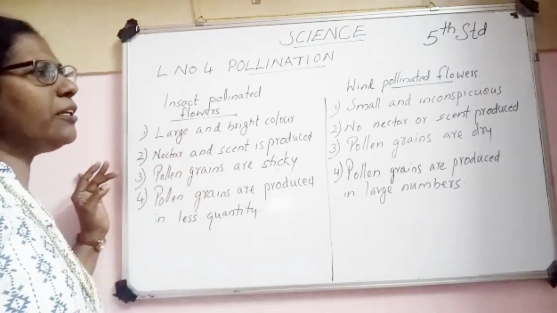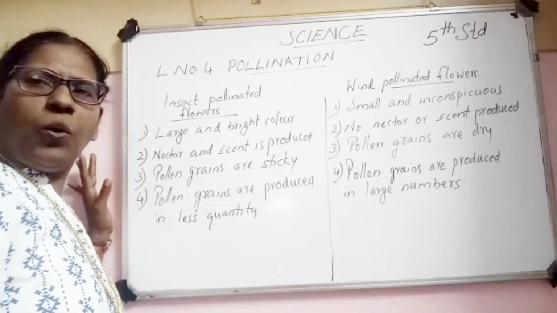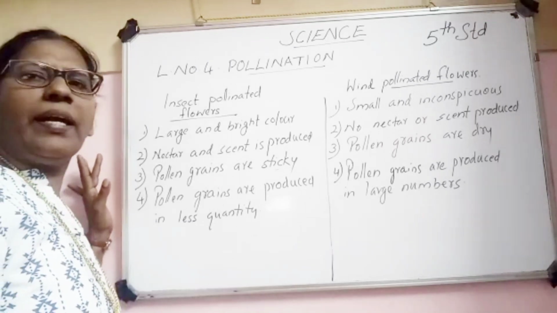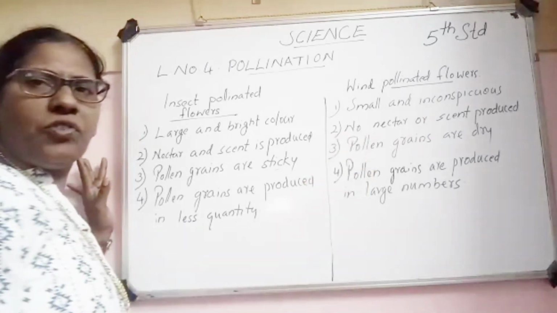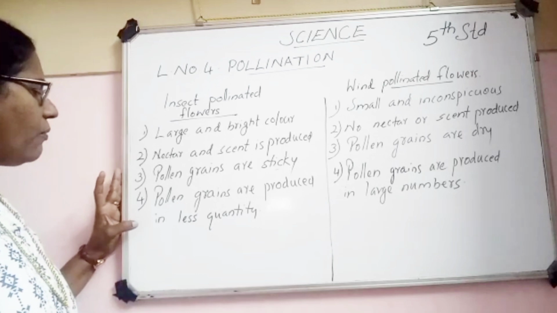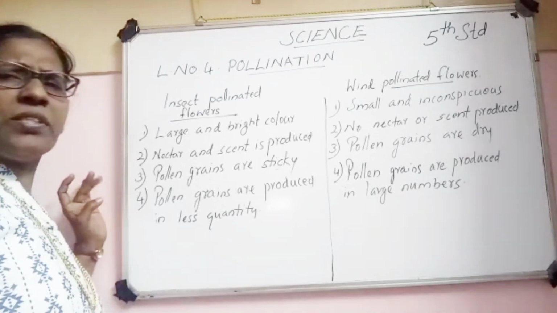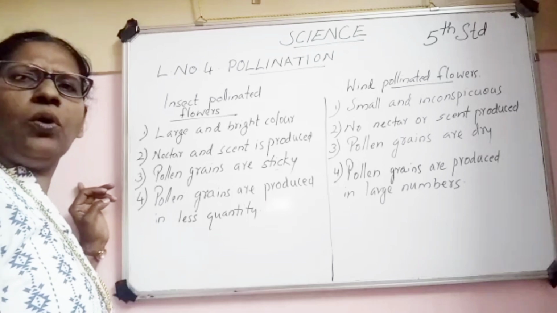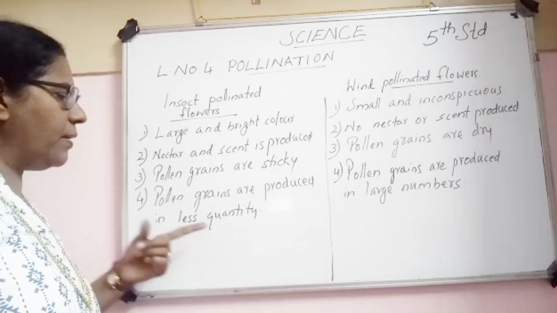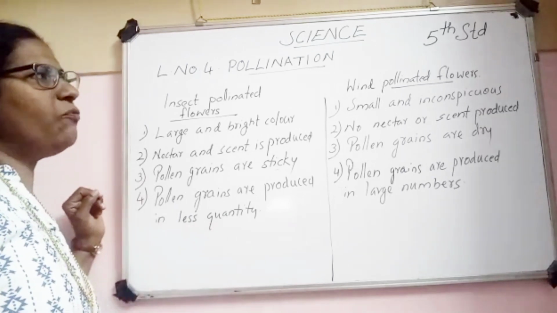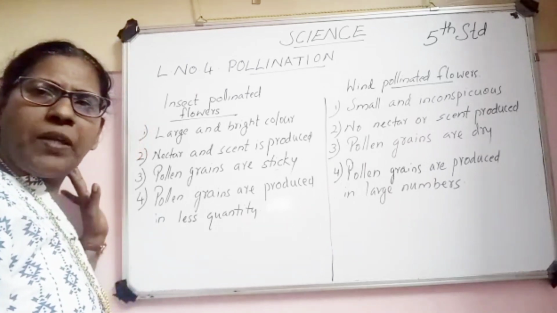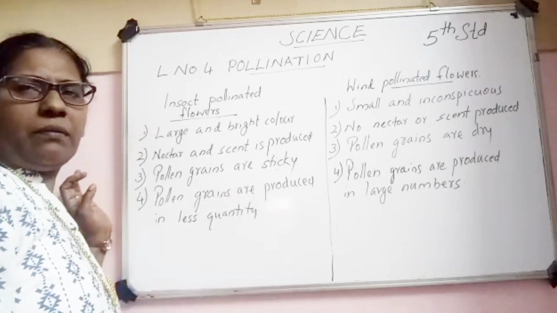Whereas in wind pollinated flowers, pollen grains should not be wet or sticky. They should be dry enough so that wind can carry them. Pollen grains are dry in wind pollinated flowers. Now in insect pollinated flowers, pollen grains are produced in less number. They don't need to be produced in many numbers, less in quantity. And in wind pollinated flowers, pollen grains are produced in large numbers. Why? Because wind is carrying.